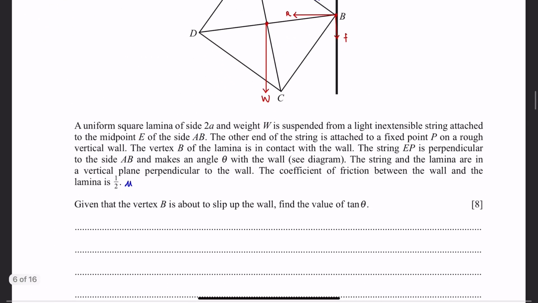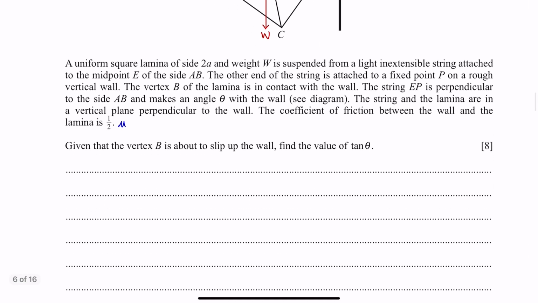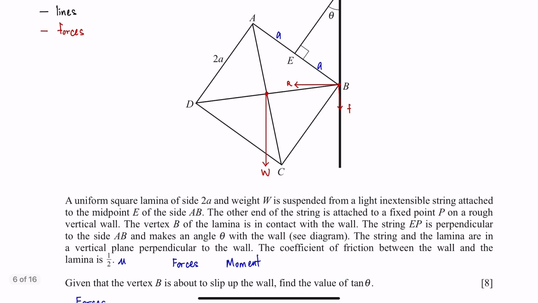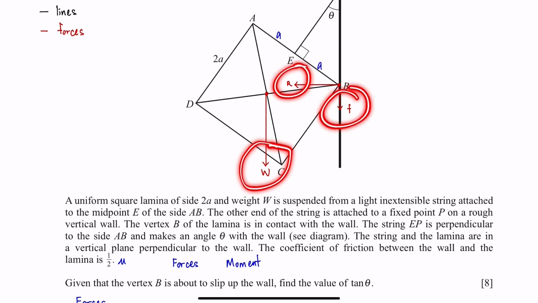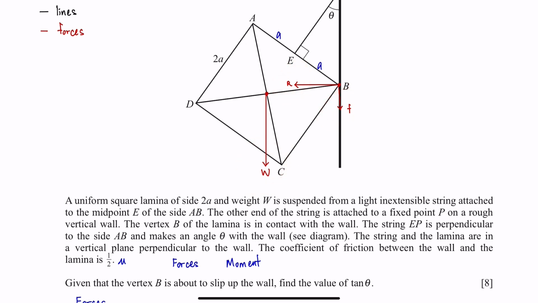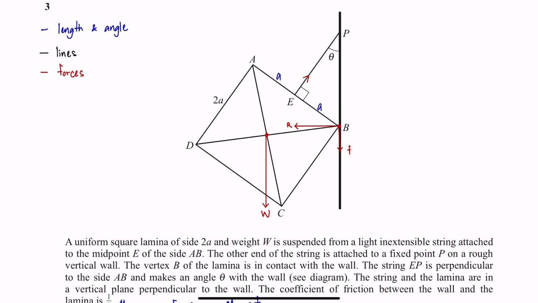For now, we can use two methods. One, we consider the forces. Another one, we consider the moment. So let's consider the forces first. So we need to draw all the forces out. We have weight, contact force, and friction. And since there's a string here, we know that there is also a force exerted by the string. We call it big F.